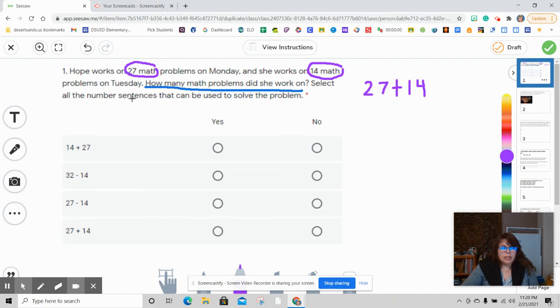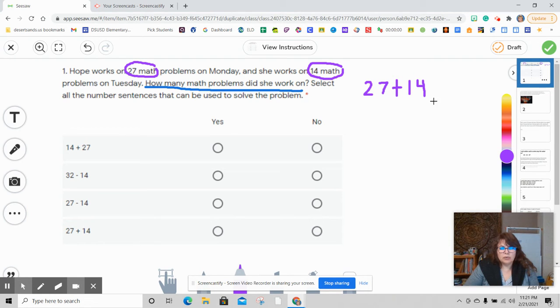So now it says, how many math problems did she work on? So this would be the number sentence I use to find out the answer. Now they're not asking me to actually work it out. They want me to select all the number sentences that could be used to solve the problem. So right here on the first one, it says 14 plus 27.